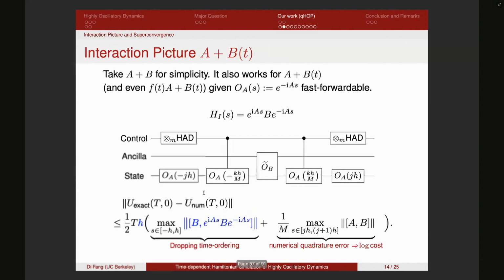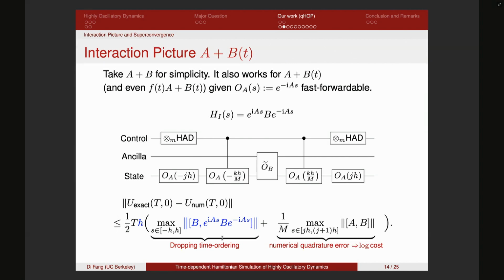So let's talk about how our algorithm is able to perform. Here I'm taking A plus B for simplicity. I would like to mention our algorithm also works if I have A plus B(t) being time dependent, or even if we have a scalar in front of the A where A is fast-forwardable. So here is a circuit which gives you a block encoding of the Hamiltonian, then you can continue to deal with QSVT circuits. And correspondingly, you may wonder, what is the approximation error?